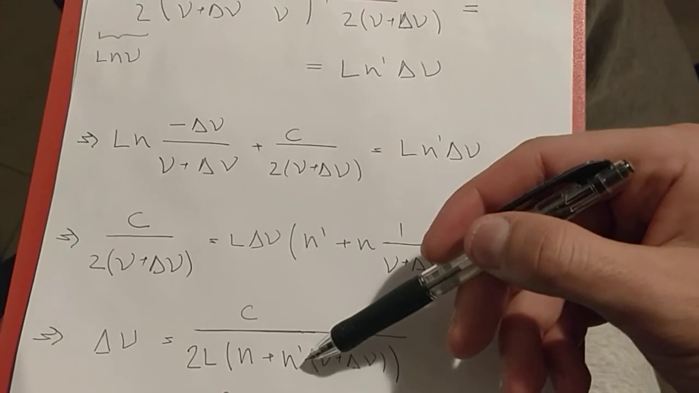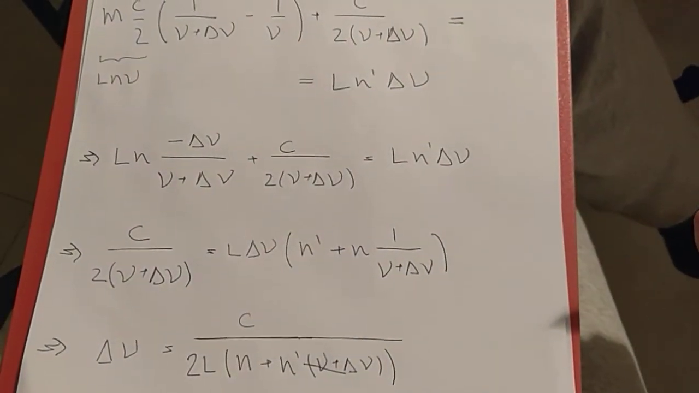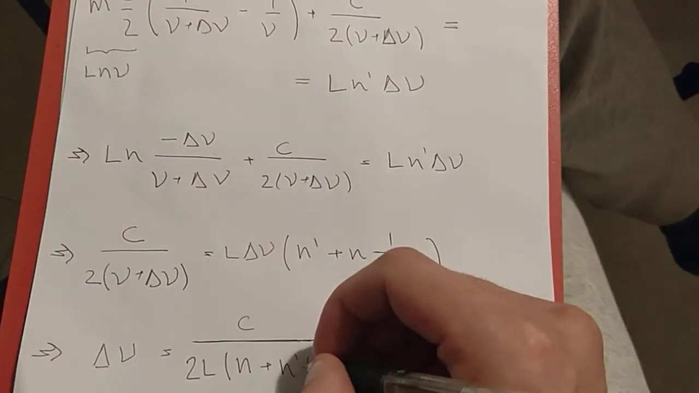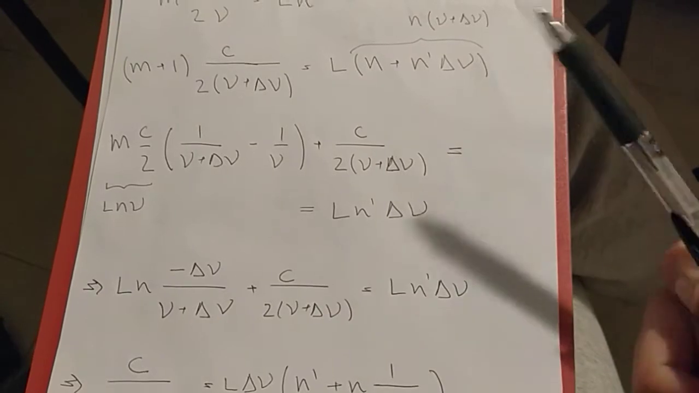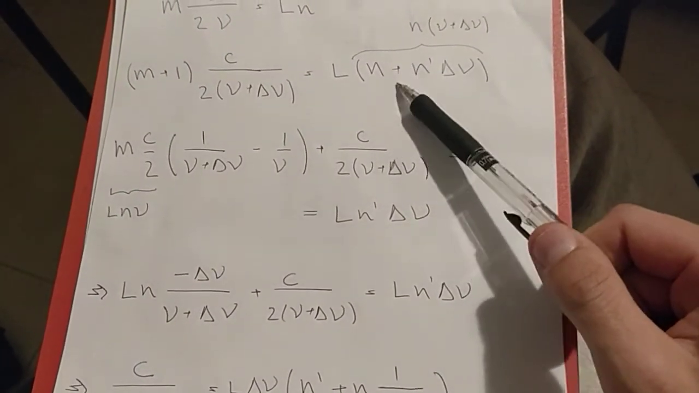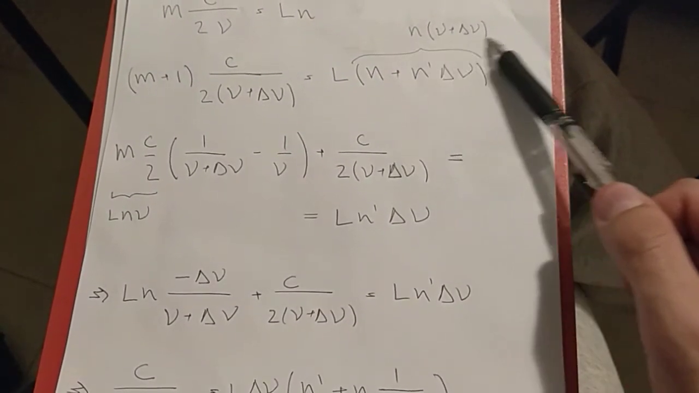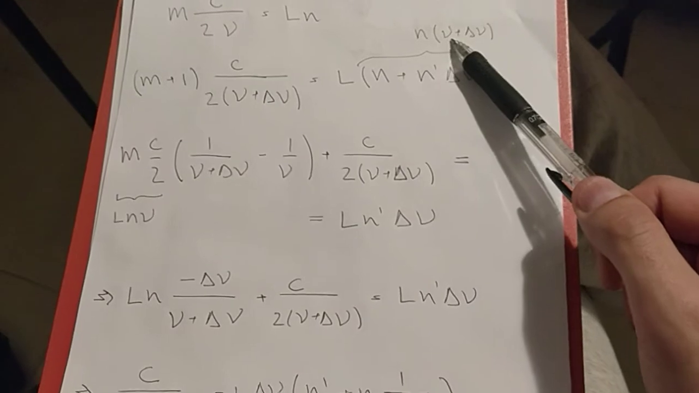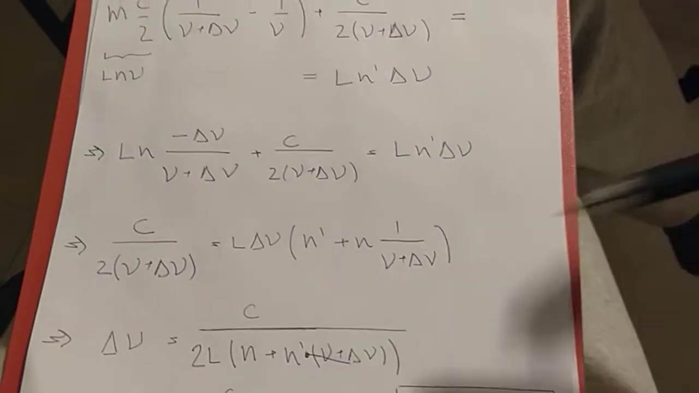This should have a multiplication sign here. God damn it. Whatever. This is not the same as this. Here I say n plus n prime delta ni. This is just n at ni plus delta ni. So there's no multiplication sign here, and there is here.